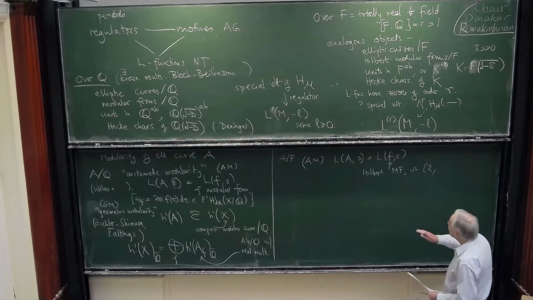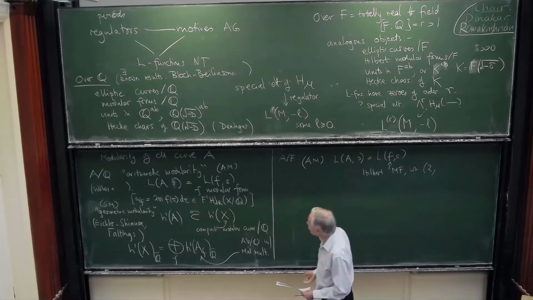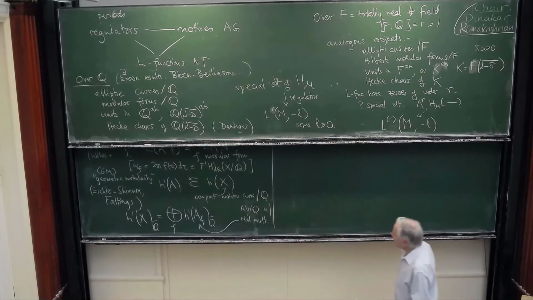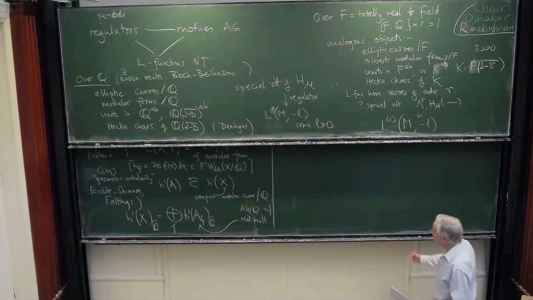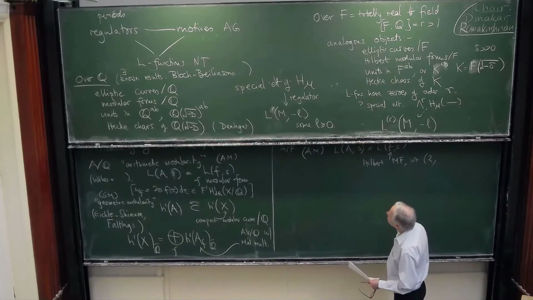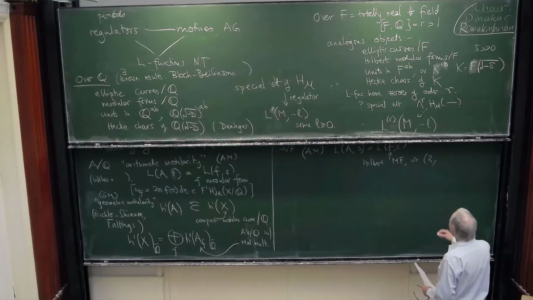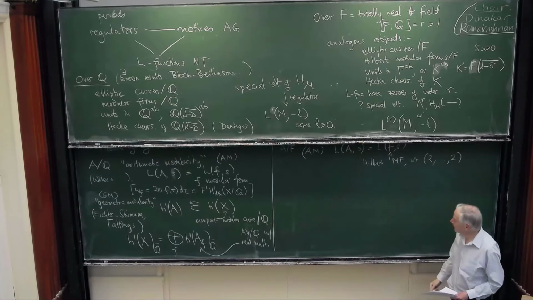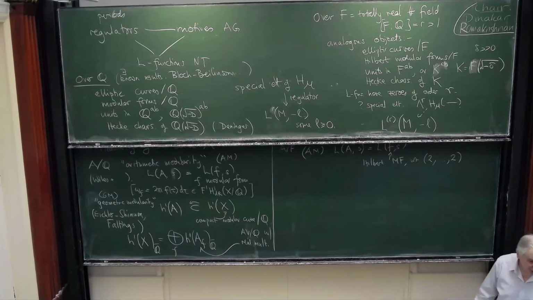Okay, so the arithmetic modularity, I will move this up a foot, is given by the equality of L functions where now F is a Hilbert modular form, cusp form, parallel weight 2, with other conditions.